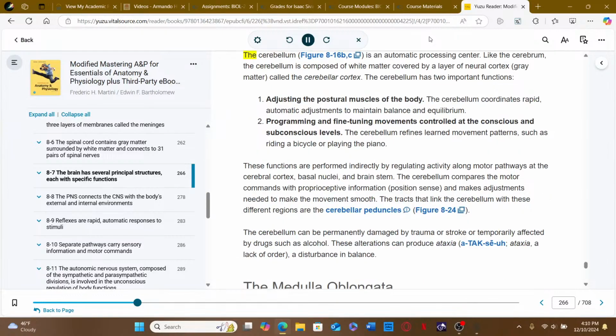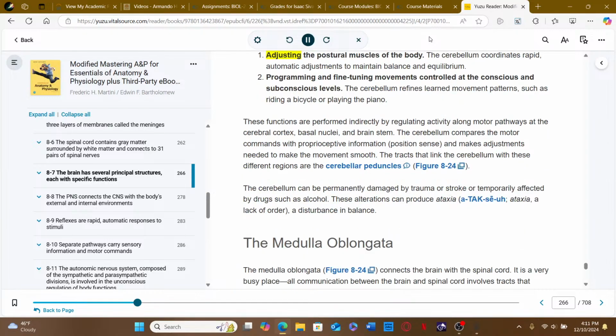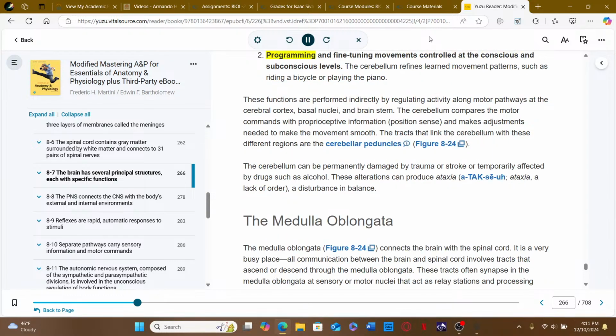The cerebellum. The cerebellum, figure 8-16bc, is an automatic processing center. Like the cerebrum, the cerebellum is composed of white matter covered by a layer of neural cortex, gray matter, called the cerebellar cortex. The cerebellum has two important functions. Adjusting the postural muscles of the body. The cerebellum coordinates rapid, automatic adjustments to maintain balance and equilibrium.